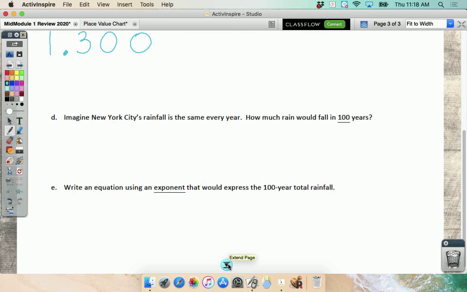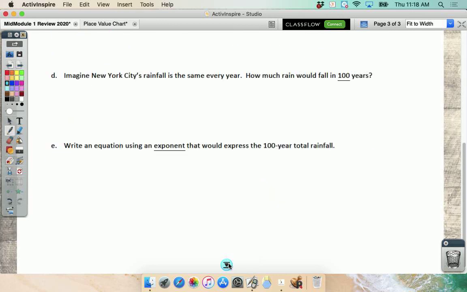Are you ready? Okay. Imagine New York City's rainfall is the same every year. How much would fall in 100 years? Now we're not going with 1.3. We're going to go with the actual number from New York City. So what was that actual number? 1.265 times 10 to the second power, but let's do 100. And there's a reason for that. I'll show you in a minute.